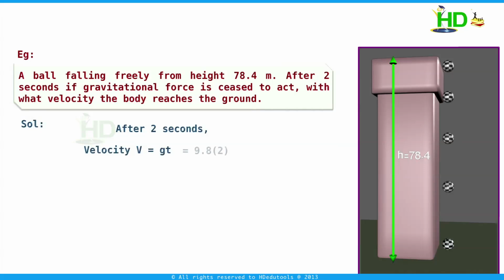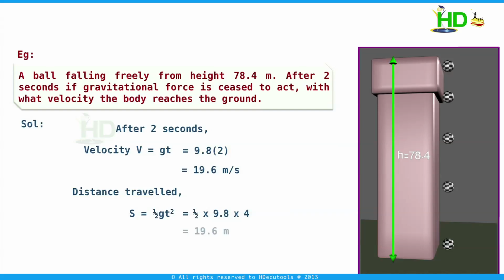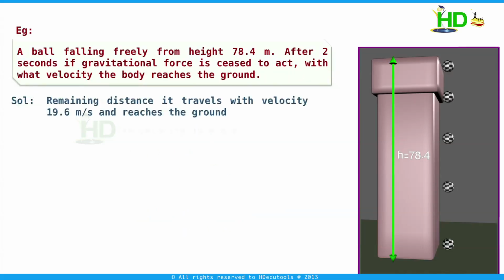This is equal to 9.8 into 2. This is equal to 19.6 meters per second. And in these 2 seconds, the distance travelled is given by the equation s is equal to 1 by 2 g t square. Now this is equal to 1 by 2 into 9.8 into 4. This is equal to 19.6 meters. In 2 seconds it falls 19.6 meters and the remaining distance is 78.4 minus 19.6, that is 58.8 meters. This distance it covers with velocity 19.6 meters per second.